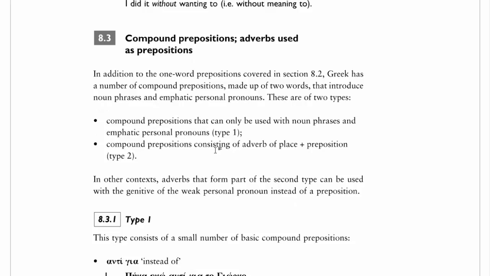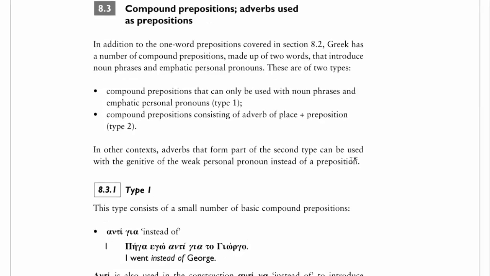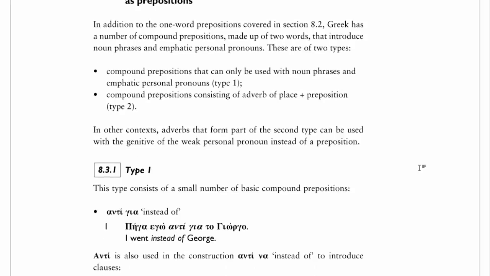Okay, so now compound prepositions and adverbs used as prepositions. In addition to the one-word prepositions covered in section 8.2, what we just finished, Greek has a number of compound prepositions made up of two words that introduce noun phrases and emphatic personal pronouns. These are of two types. First, compound prepositions that can only be used with noun phrases and emphatic personal pronouns, which is type 1, and compound prepositions consisting of an adverb of place plus the preposition, which is type 2. In other contexts, adverbs that form part of the second type can be used with the genitive of the weak personal pronoun instead of a preposition.